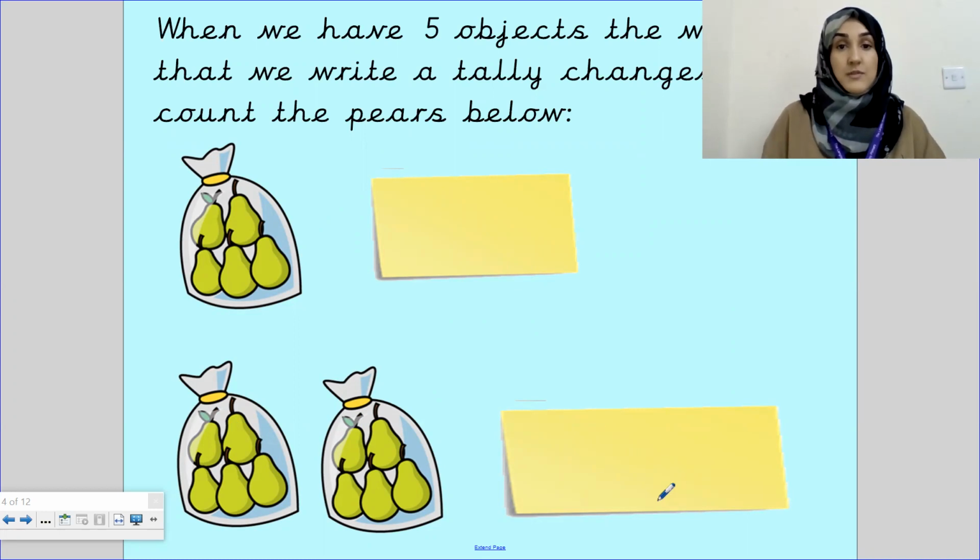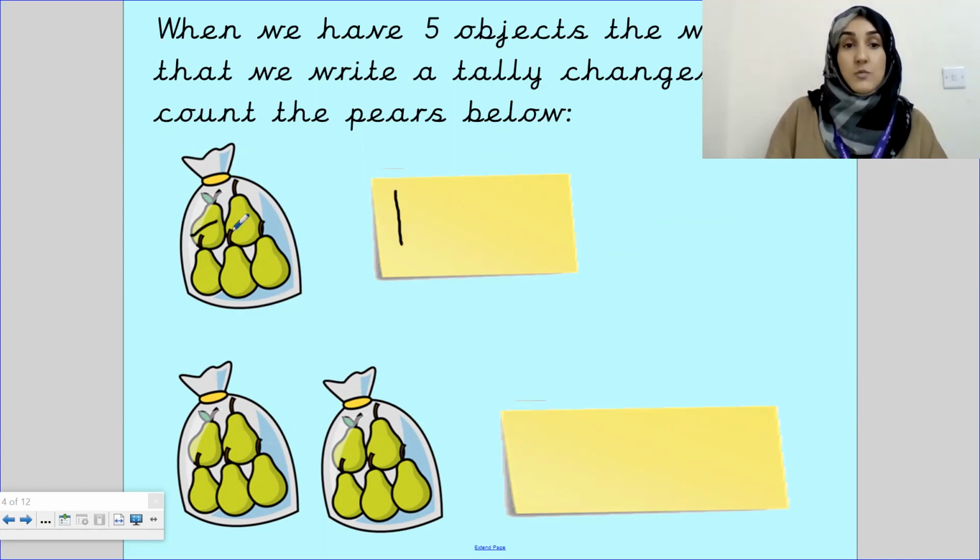Okay, now when we have 5 objects, the way that we tally changes slightly, okay? And I'm going to show you now. So let's count how many pairs there are in this bag. There's 1. Now I need you to pay attention to what I'm going to do. 2, so good looking, Morris class. 3, 4. Now 5, instead of doing 1 line here, this is how you do the 5.